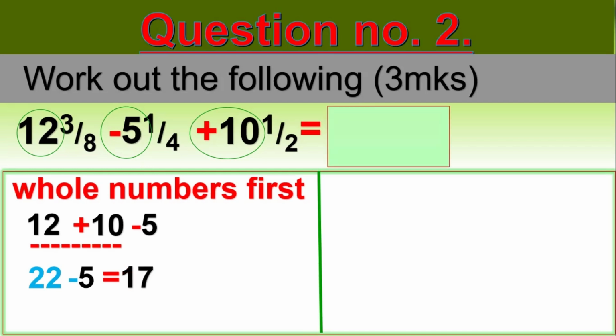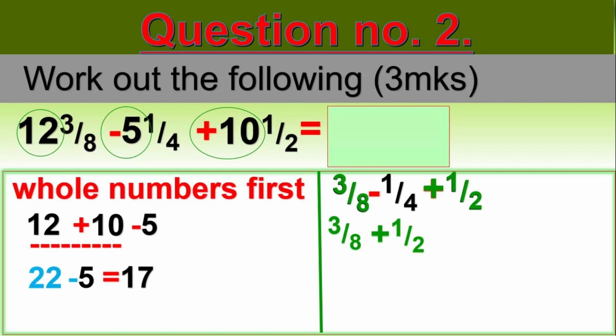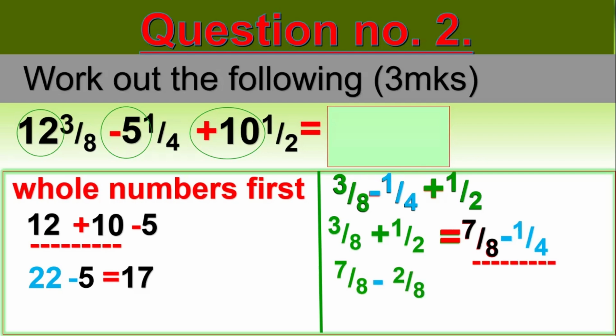Then we go to the fraction part. This is 3/8 minus 1/4 plus 1/2. Addition comes first: 3/8 plus 1/2. 1/2 using 8 will be 4/8. So it is like 3/8 plus 4/8, which gives us 7/8. Then you say 7/8 minus 1/4. Using LCM, 1/4 is like 2/8. So 7/8 minus 2/8 gives us 5/8. We write 5/8 and then come to the 17. So it is 17 and 5/8, and that is the correct answer to this workout.